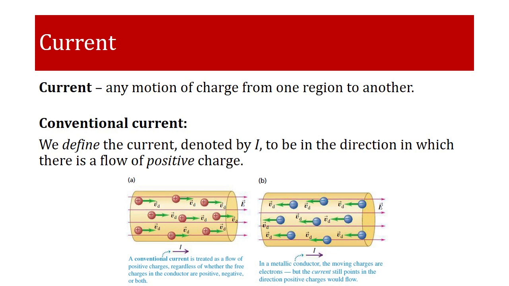So if the positive charges are moving to the right, though we know that the electrons move the opposite way, then the current is considered to be or defined to be moving to the right.